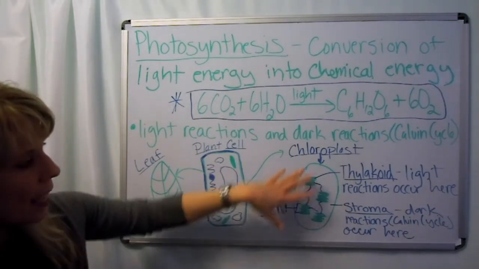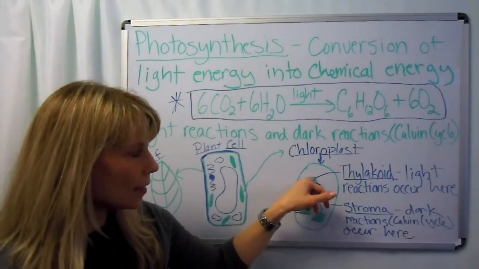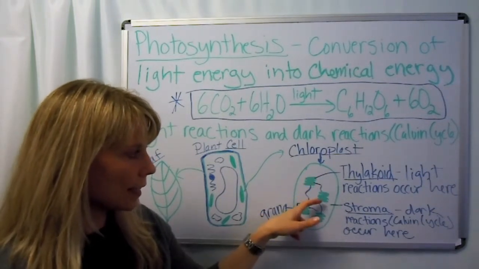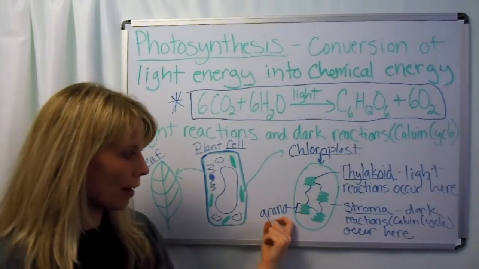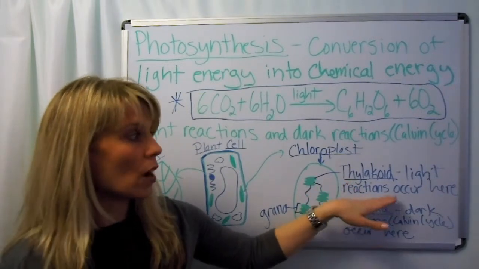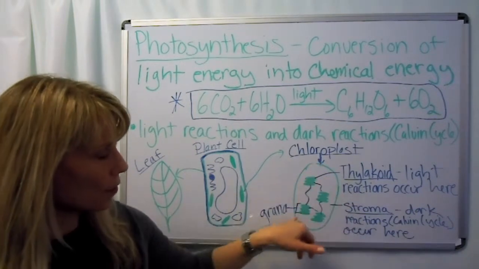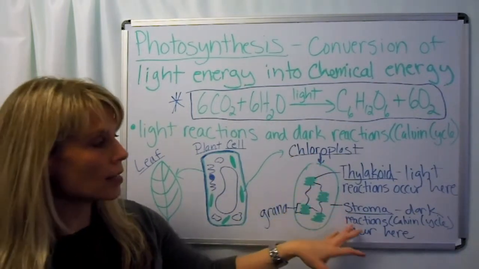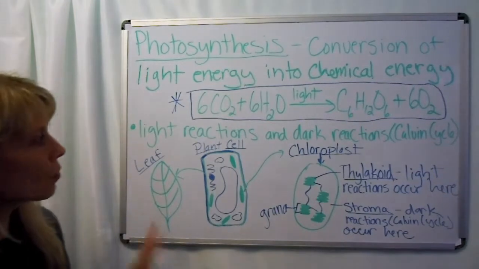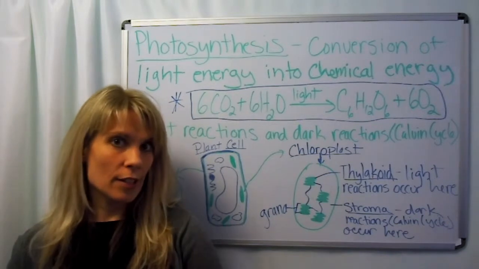Here's a chloroplast. Within our chloroplast, we have these things called thylakoids. Each thylakoid is like a little pancake, and they're usually stacked on top of each other and interconnected. We call a stack of these a grana, okay? The thylakoid, and more specifically the thylakoid membrane, is where our light reactions occur. The stroma is the fluid outside of the thylakoids, still in the chloroplast, and that's where our dark reactions, or our Calvin cycle, take place. So here's the overview, the big picture. Next we're going to talk about the light reactions.